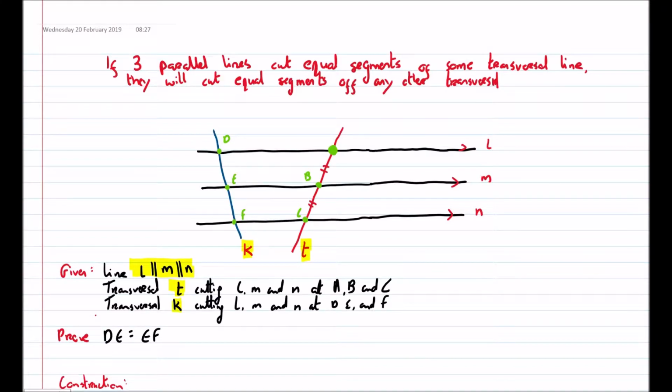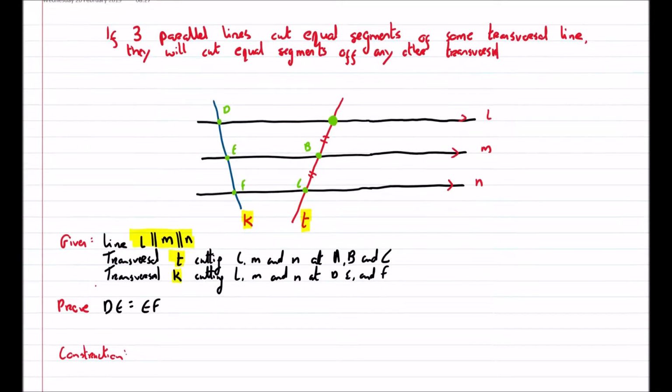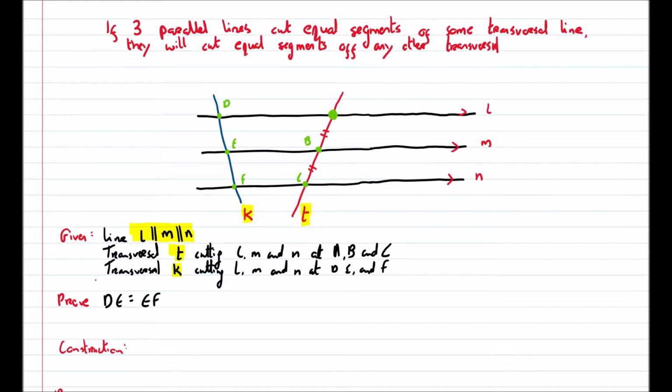Okay, so in the junior cert for higher level, we learned how to formally prove 5 theorems. There are 3 extra ones we have to prove for higher level in the leaving cert. So here they are. The first one: if 3 parallel lines cut equal segments of some transversal line, they will cut equal segments of any other transversal.